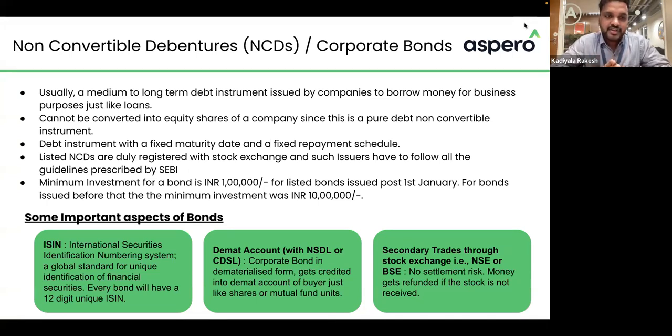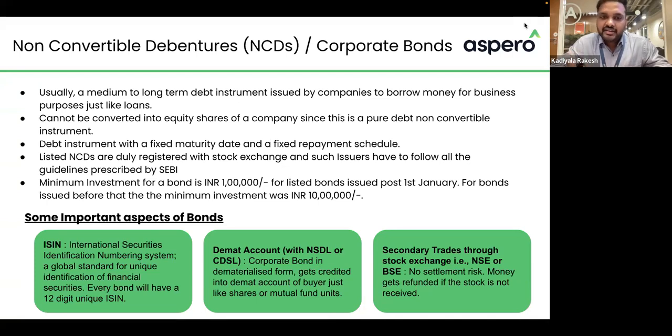by SEBI. So earlier, coming to the bonds, the face value of the bond was 10 lakhs, which is a very good product for HNIs and UHNIs, where only HNIs and UHNIs could invest in this type of instrument. Post 1st January, the government has taken some initiative and reduced the face value of corporate bonds from 10 lakhs to 1 lakh to increase retail participation in the market.